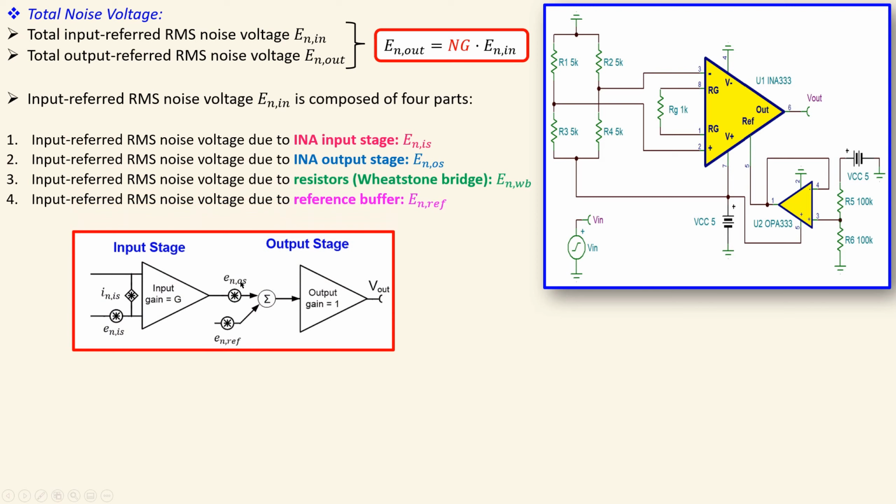Now, in a little bit simplified form, you can look at it in this model. So we have the input stage of the instrumentation amplifier and also the output stage. You can see these are the two noise sources: input noise current source, input noise voltage source for the input stage. This is the output noise voltage source for the output stage, and this will be the noise of the reference circuit or the buffer, and that will be added together and then fed to the output stage of the instrumentation amplifier, and then that will be the total output noise. So this is just a model to clarify these four elements.